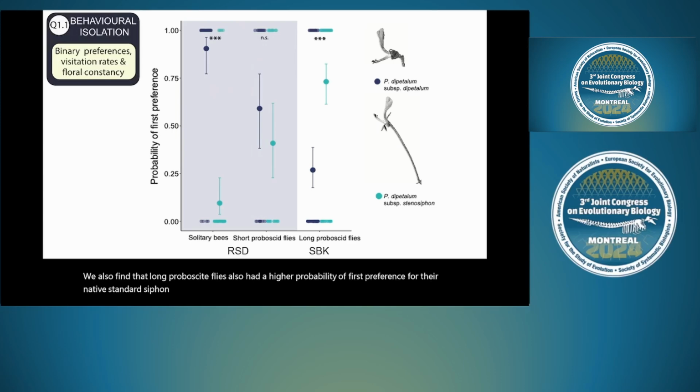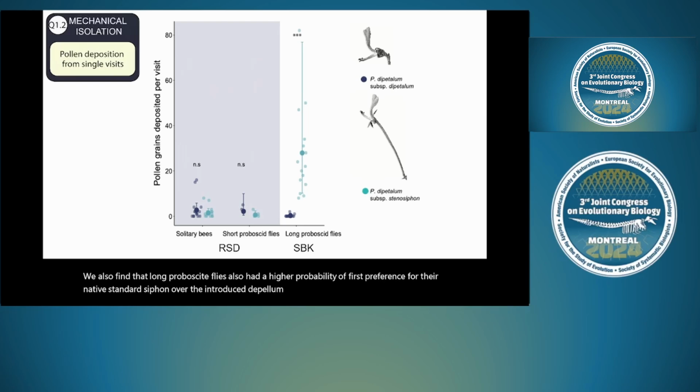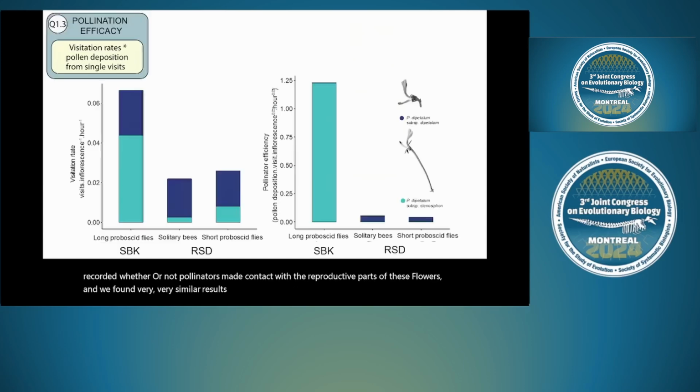For mechanical isolation, when we looked at pollen grains deposited per visit, we found that solitary bees and short proboscis flies did not deposit significantly more pollen on their native dipetalum compared to the introduced stenosyphon. However, for those long proboscis flies, we found that they deposited much more pollen grains per visit on their native stenosyphon compared to the introduced dipetalum. In addition to measuring pollen deposition, we also recorded whether or not pollinators made contact with the reproductive parts of these flowers, and we found very, very similar results to what you can see here.